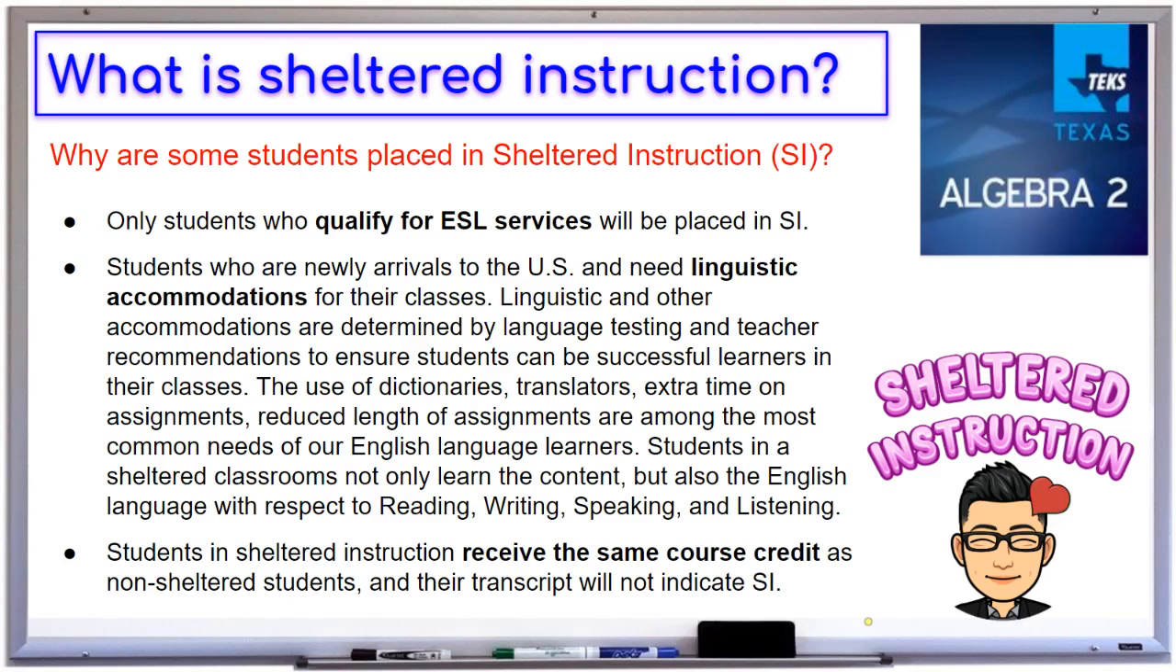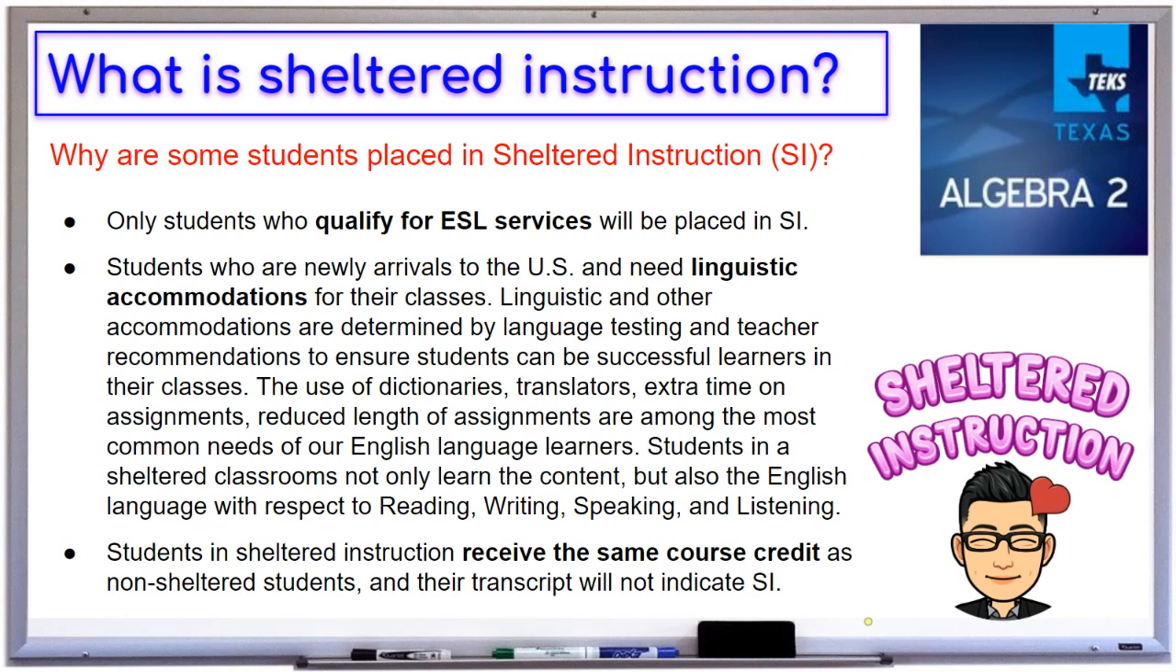Why are some students placed in sheltered instruction, SI? Only students who qualify for ESL services will be placed in SI. Students who are newly arrivals to the U.S. and need linguistic accommodations for their classes. Linguistic and other accommodations are determined by language testing and teacher recommendations to ensure students can be successful learners in their classes. The use of dictionaries, translators, extra time on assignments, reduced length of assignments are among the most common needs of our English language learners.